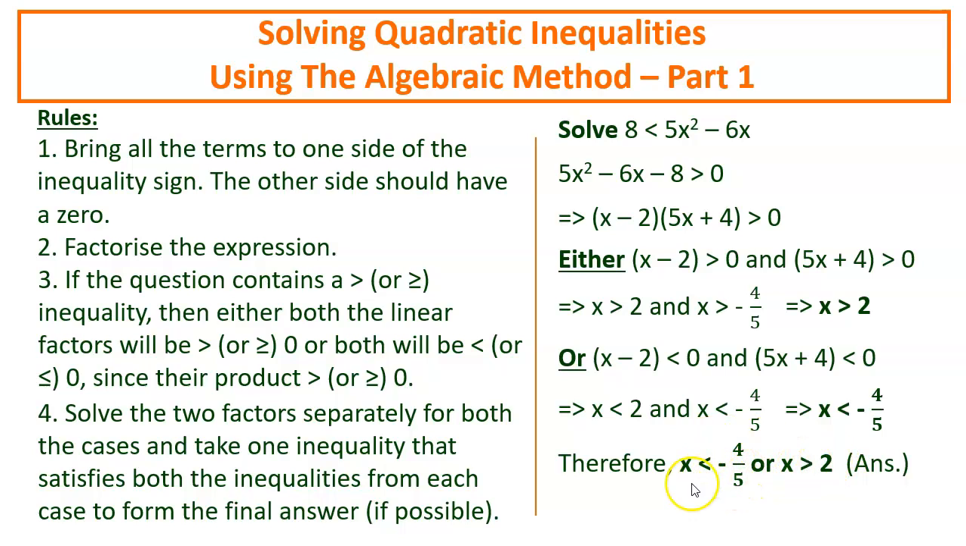So either x will be a negative number which will be less than negative 4 over 5, or x will be a positive number which will be greater than 2. These are two discontinuous regions which satisfy the given inequality 8 is less than 5x square minus 6x. This is our final answer.